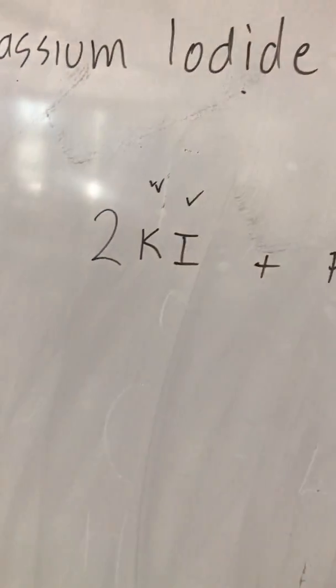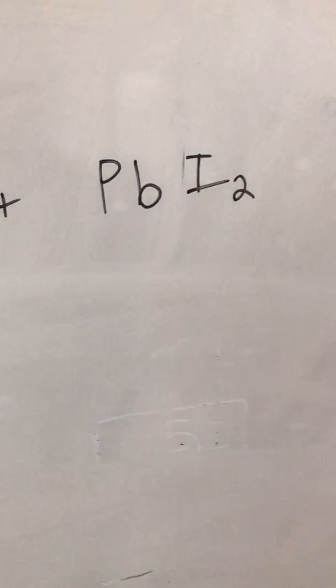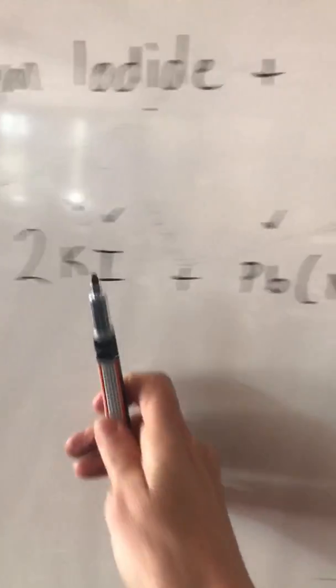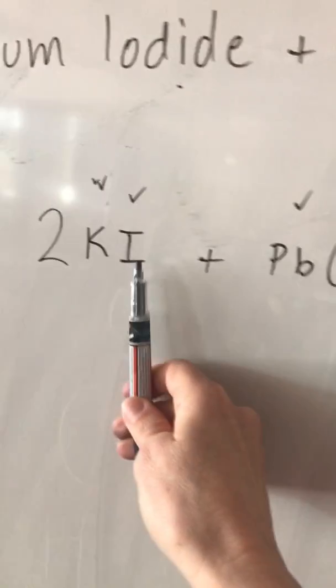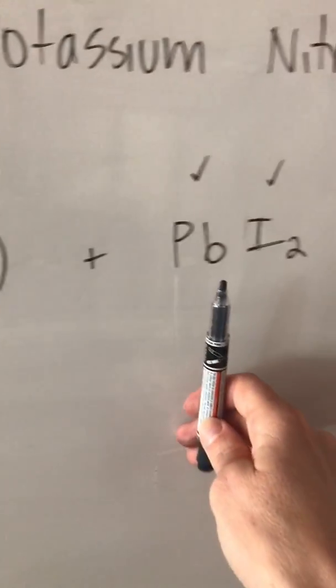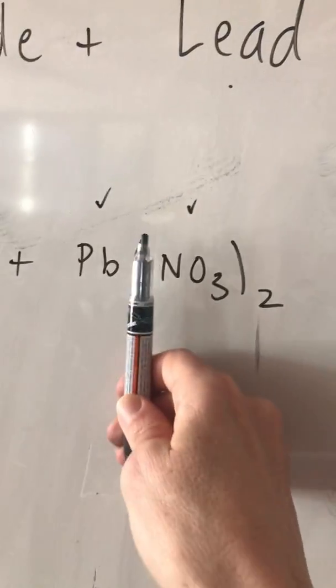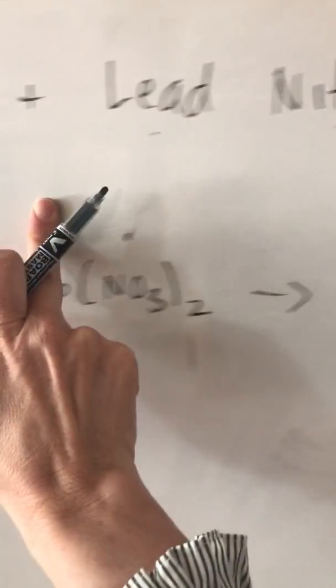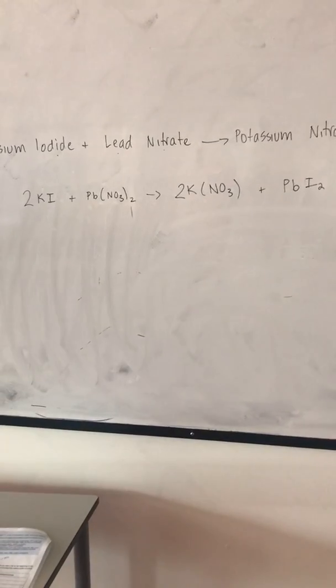I've got 2 iodides here, I've got 2 there, 1 lead, 1 lead. So potassium's 2 and 2, iodide's 2 and 2, lead's 1 and 1, nitrates as a whole, I've got 2. So we're all balanced now. Get rid of those ticks. Okay, so my equation is now balanced.